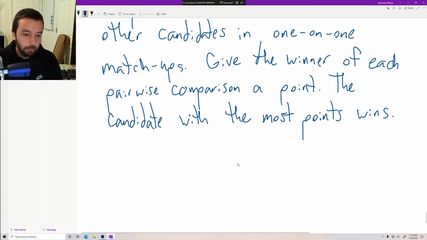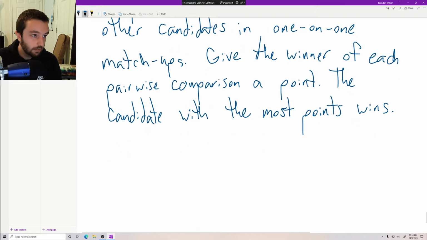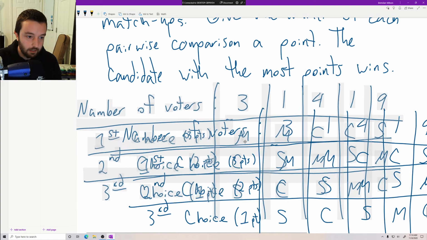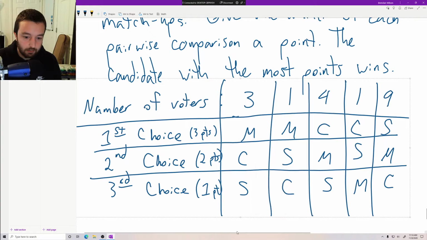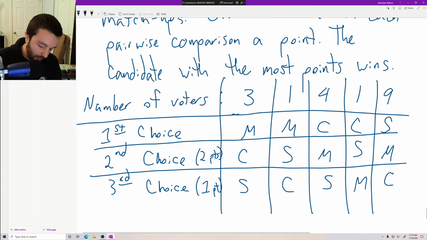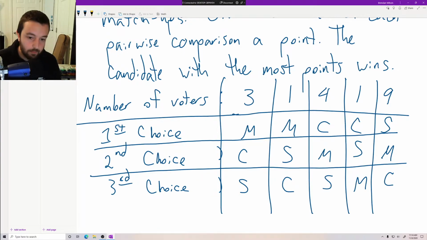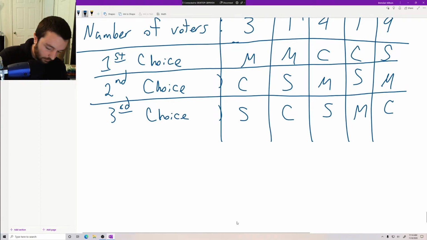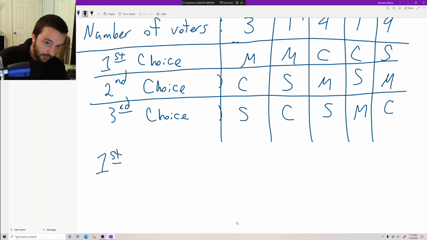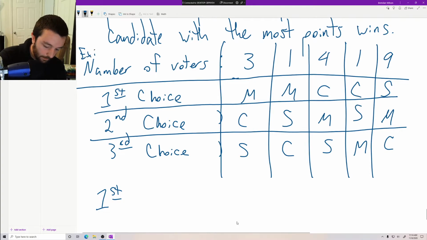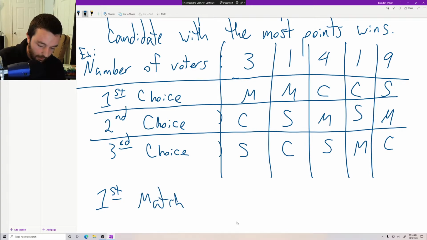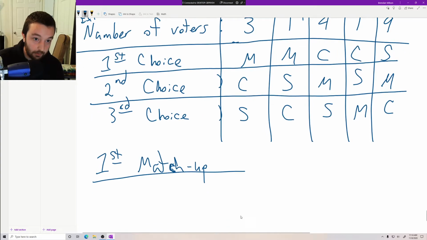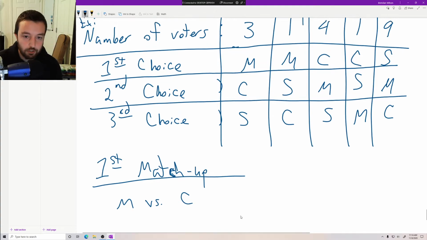So let's look at an example with our trusty set of votes here. Again, we don't need the points. These points are irrelevant for this method. So first matchup, it doesn't really matter which one you pick as the first matchup. I'll just go with the one in the book, which is M versus C, the miniatures versus the crunch.